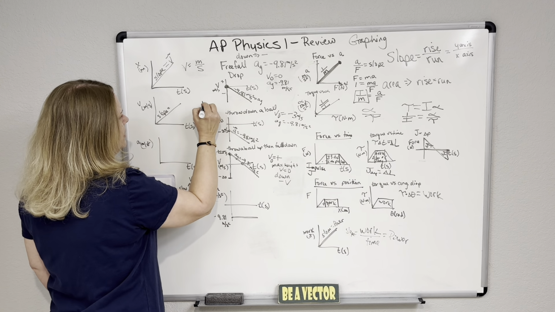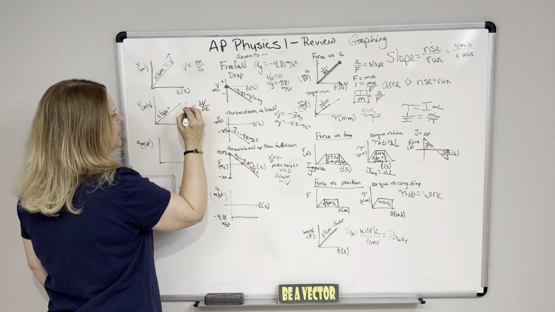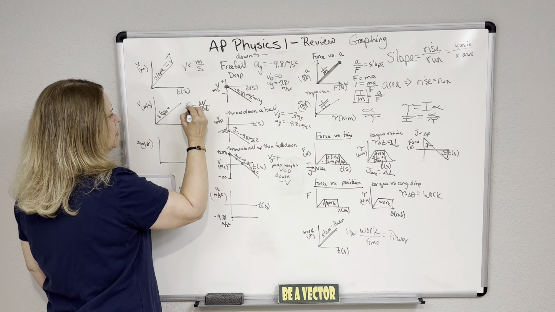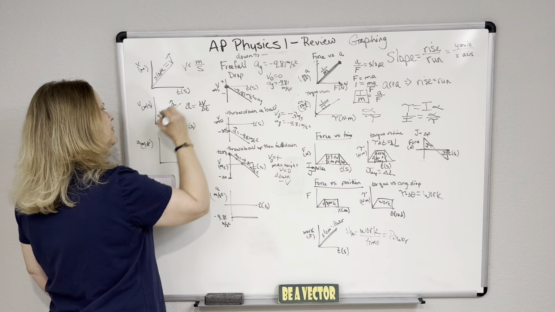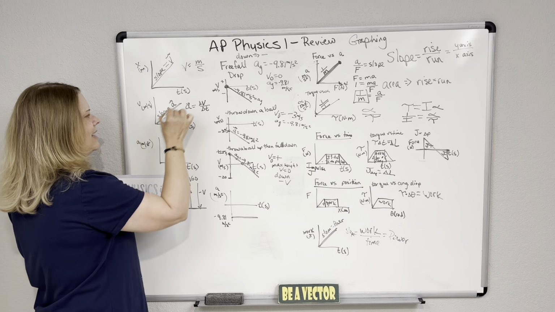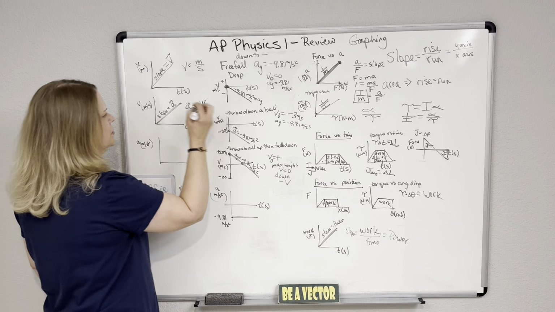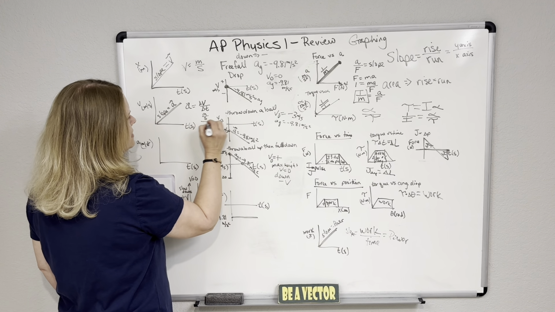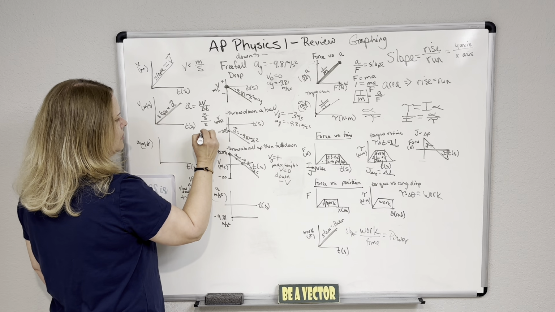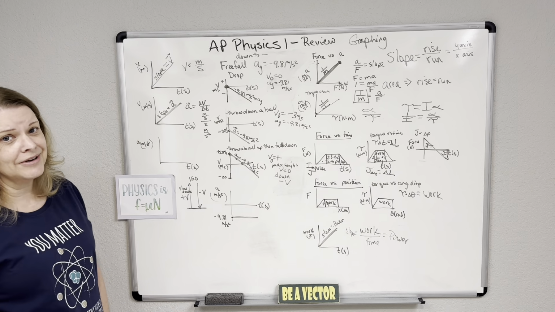I have velocity on the rise, time on the run, and that equals, go figure, acceleration. So this is acceleration. Again, a straight diagonal line means constant acceleration. Again, you could have used your units: meters per second divided by another second. Well, that's meters per second squared, which is acceleration.